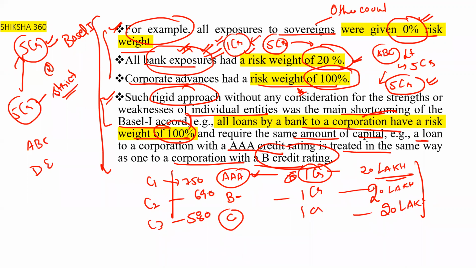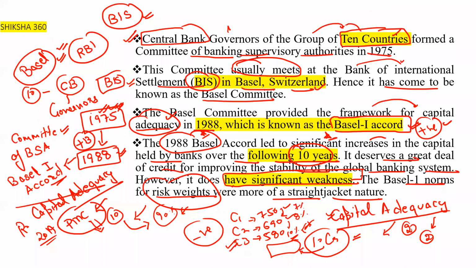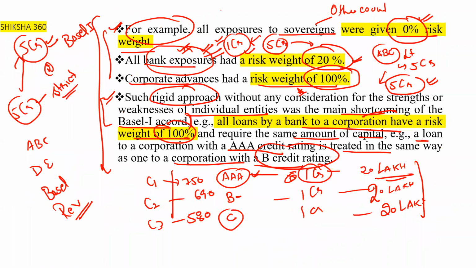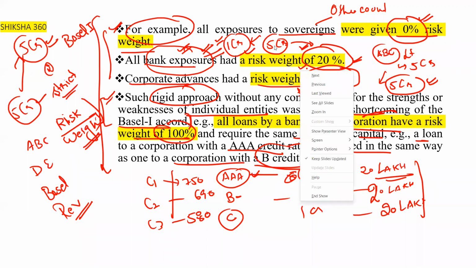To overcome this, we have come up with another norm, that is the Basel 2 norm. Before that, we have discussed some revised framework of Basel 1. Remember, in 1975 a committee was formed, and after 13 years the Basel 1 accord came. The Basel accord has these risk weightages: for sovereign 0%, for all bank exposure 20%, and for corporate advances 100%. If you have any issue or problem, you can ask.